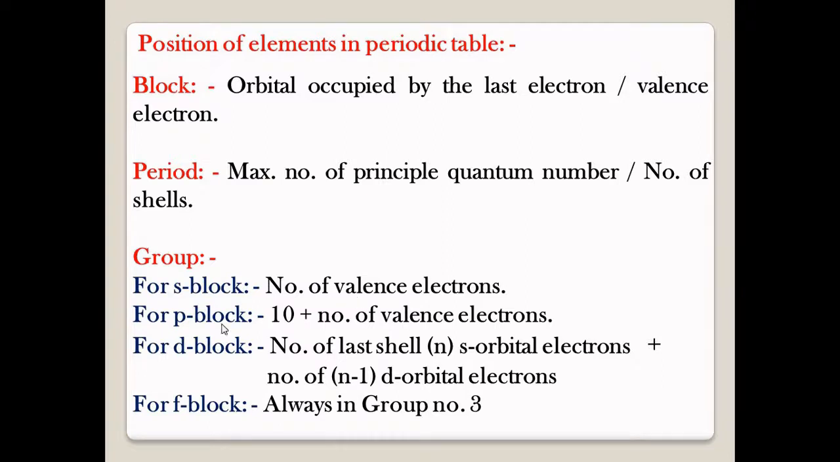Okay, 10 plus number of valence electrons, whereas for D block, it is the number of last shell ns orbital electrons plus the number of (n-1)d orbital electrons. म्हणजे काय, ns इलेक्ट्रॉन किती असतील ते प्लस n मायनस 1 d ऑर्बिटलचे इलेक्ट्रॉन यांची बेरीज केली तर तुम्हाला लक्षात येईल तो d ब्लॉक मधल्या कोणत्या ग्रुपचा मेंबर आहे. Okay, which starts from 3 to 12. Okay, and for F block it is always in group number 3.